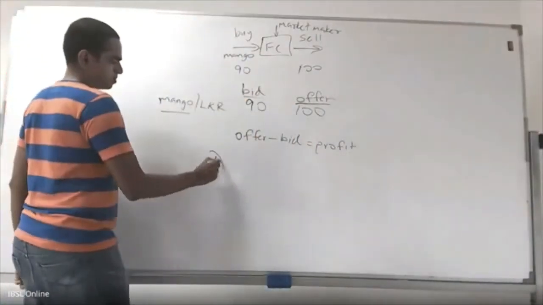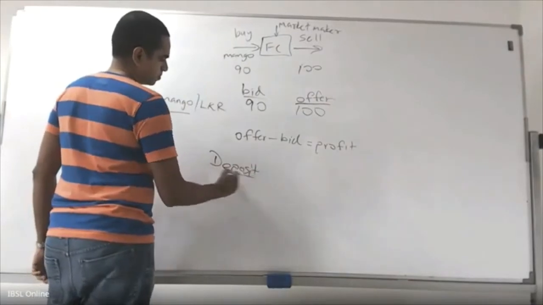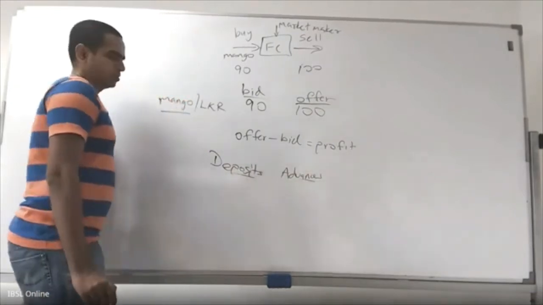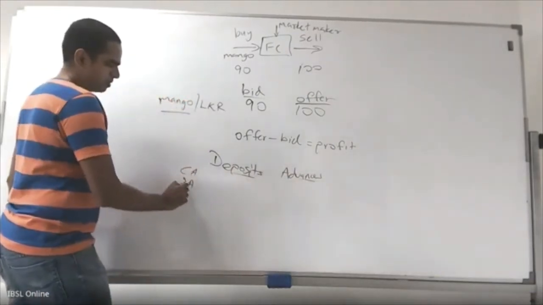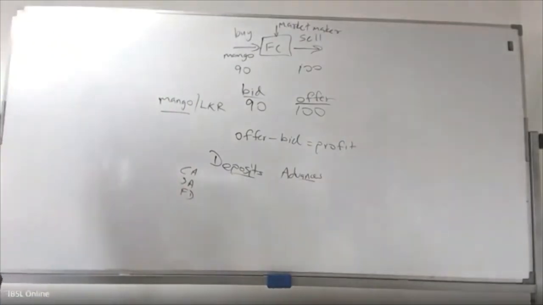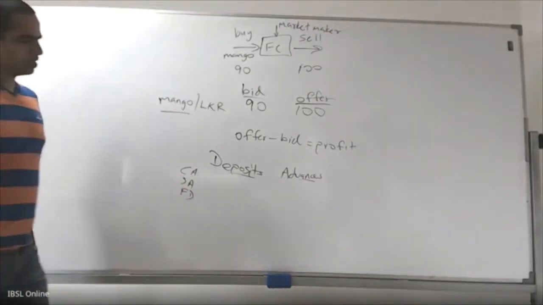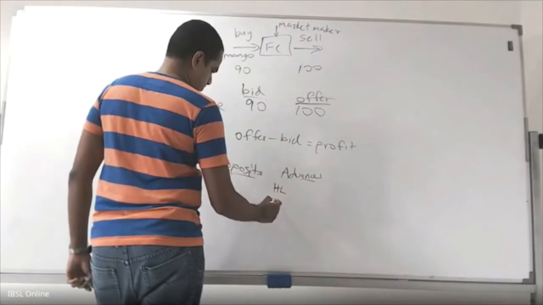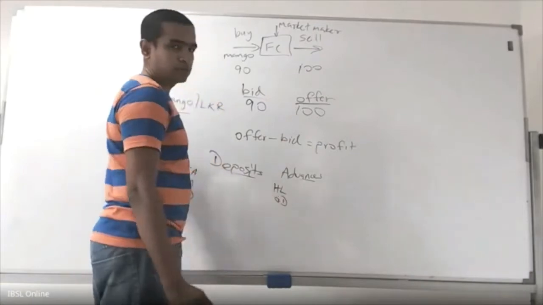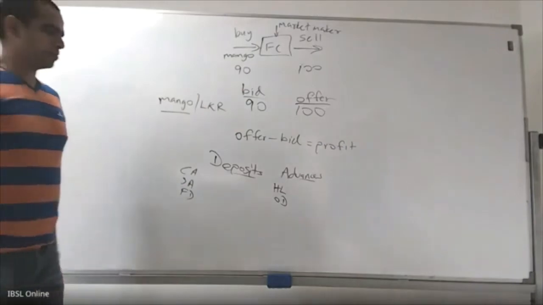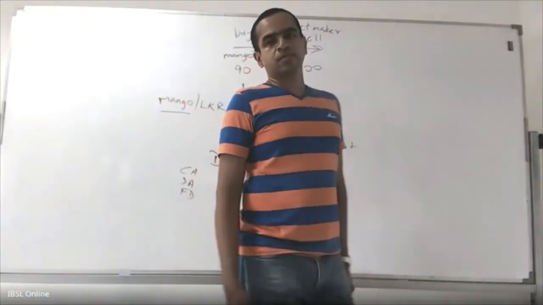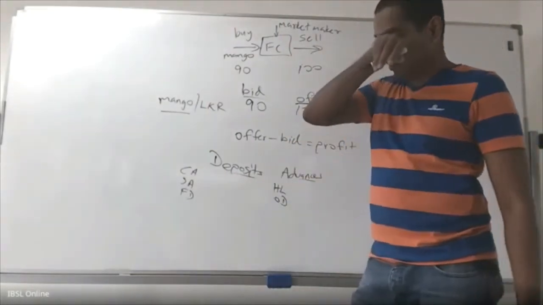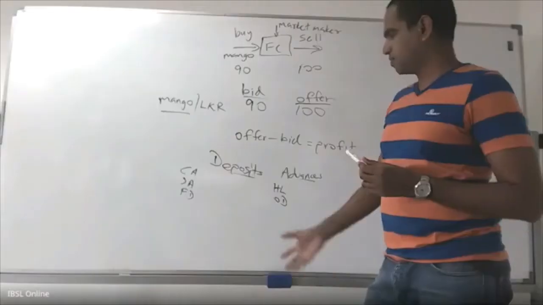Actually, you have deposits and advances. Deposits, you have your current accounts, your savings accounts, FDs, and all that. Advances, you have your loans, maybe housing loans, ODs, and all that. Perhaps pawning, credit cards. Deposit rates are lower, lending rates are higher.